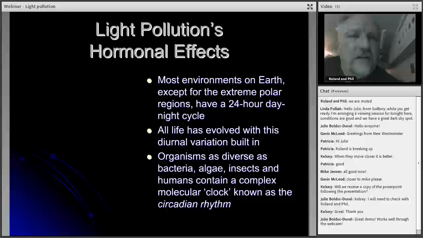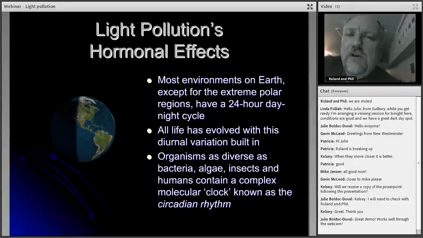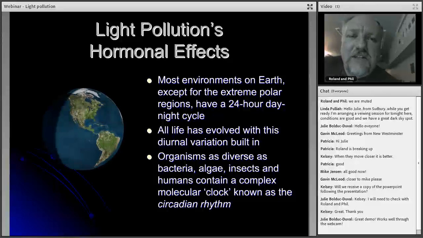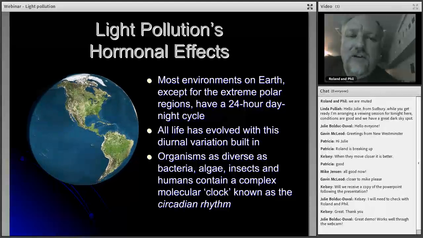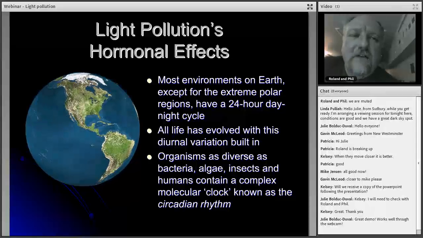So we've got the behavioral effects out of the way. Now I'm going to touch on hormonal effects, and this applies to humans as well as animals, but we're going to basically focus on humans here for the most part. So most environments on Earth, except for the extreme polar regions, have this 24-hour day-night cycle. And all life has basically evolved with this diurnal variation built in. So we have a 24-hour clock.